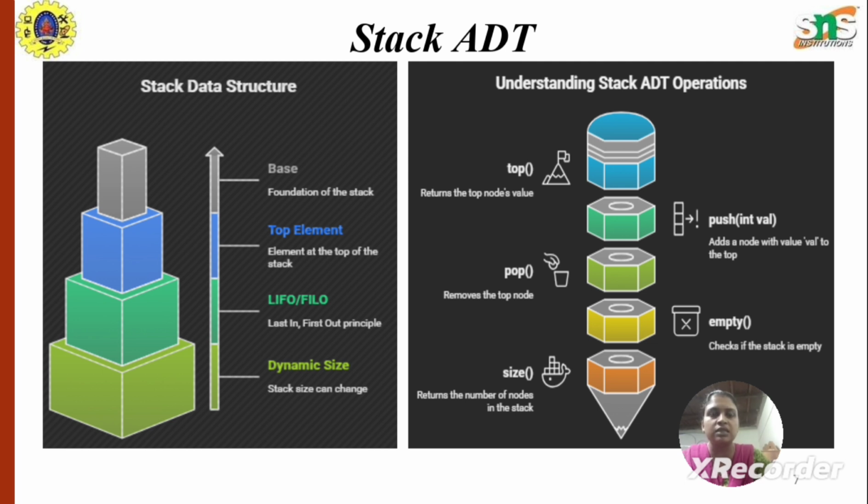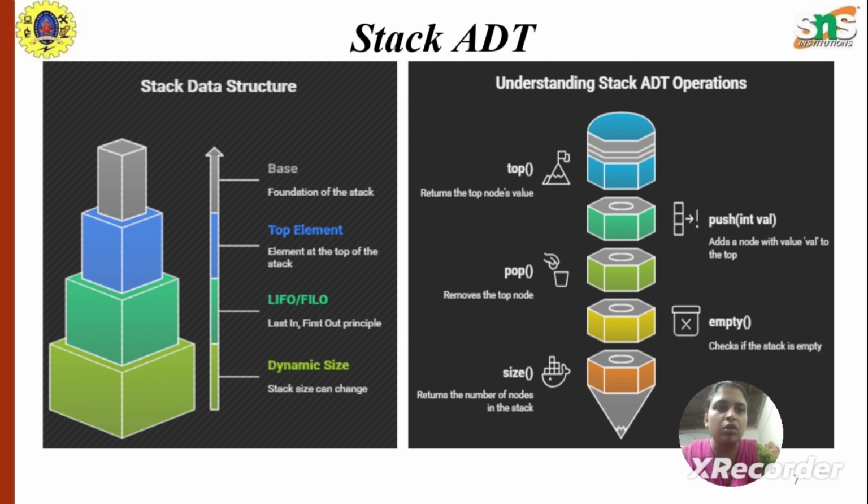The stack ADT operations are top, push, pop, empty, and size. Top is going to return the value of the node present at the top of the stack. Next, the push function is going to create a node with a value and put it at the top of the stack. Next, pop is going to remove the node from the top of the stack. Next, the empty method is going to return true if the stack is empty, else it is going to return false. Next, the size function is going to return the number of nodes present in the stack.